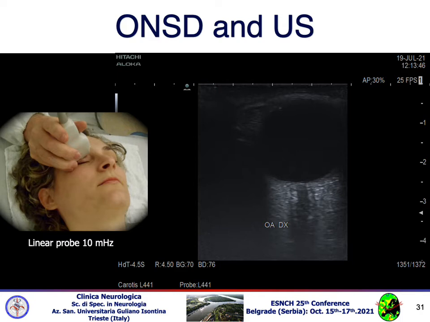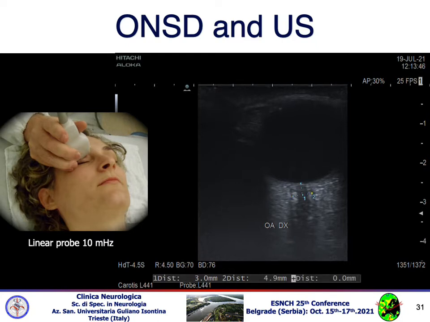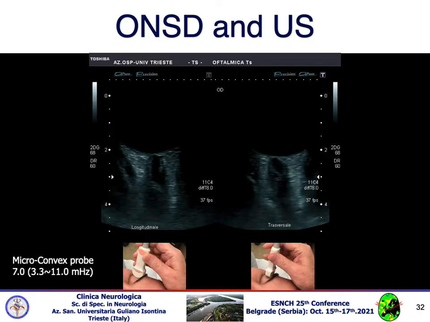And this is how we have to measure it. From the retina, we point the 3 millimeter, and perpendicularly to this line, we point the measurement of the transverse diameter of the optic nerve sheath diameter. It's the same thing with the microconvex probe we saw before in the two kinds of determination.